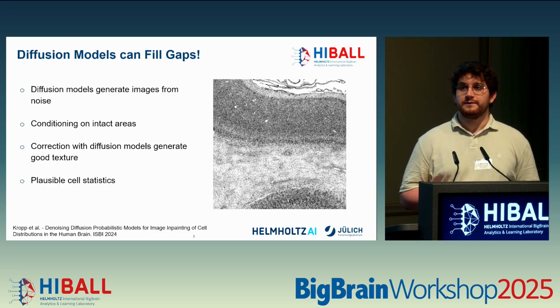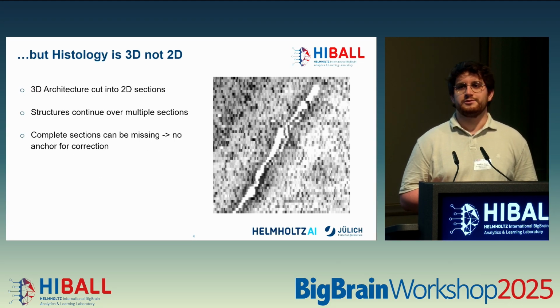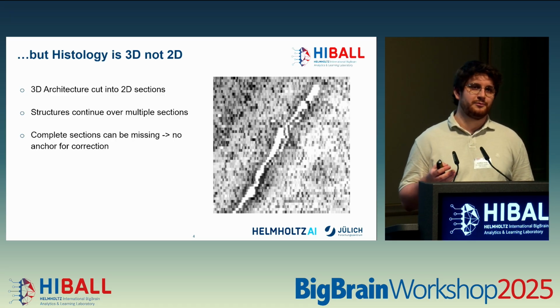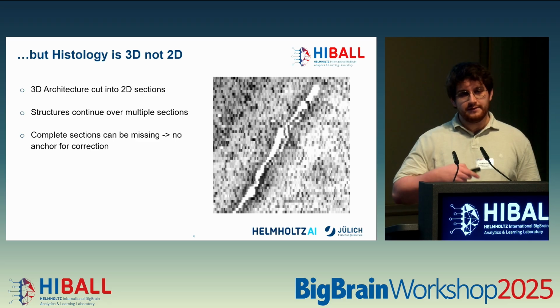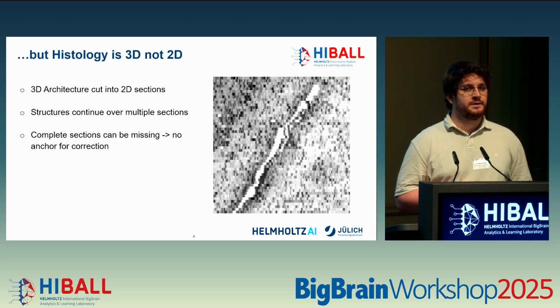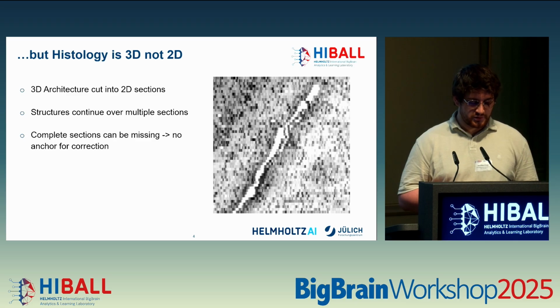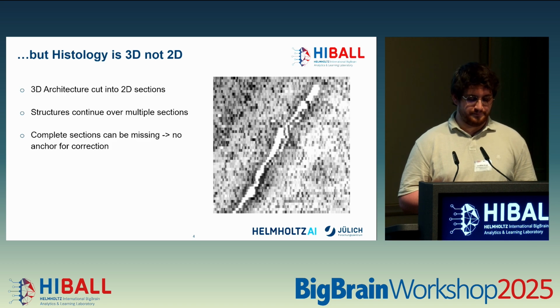The problem with this is that histology is actually 3D and not 2D, so we don't have just a bunch of sections, but we actually had some time ago a full brain. And with this naive approach of a diffusion model working on sections, we leave out a lot of information that is actually there in the structure. And in addition, if we have a section completely missing, there's no anchor for the inpainting for the model.